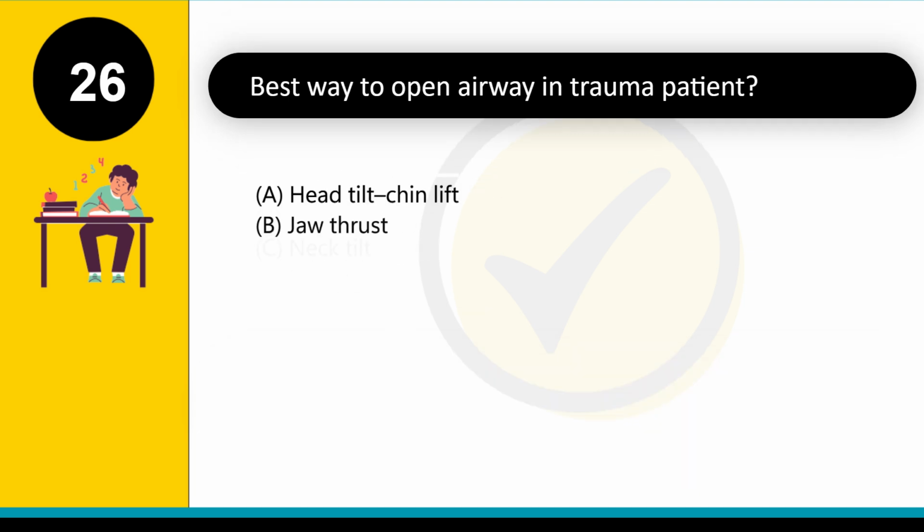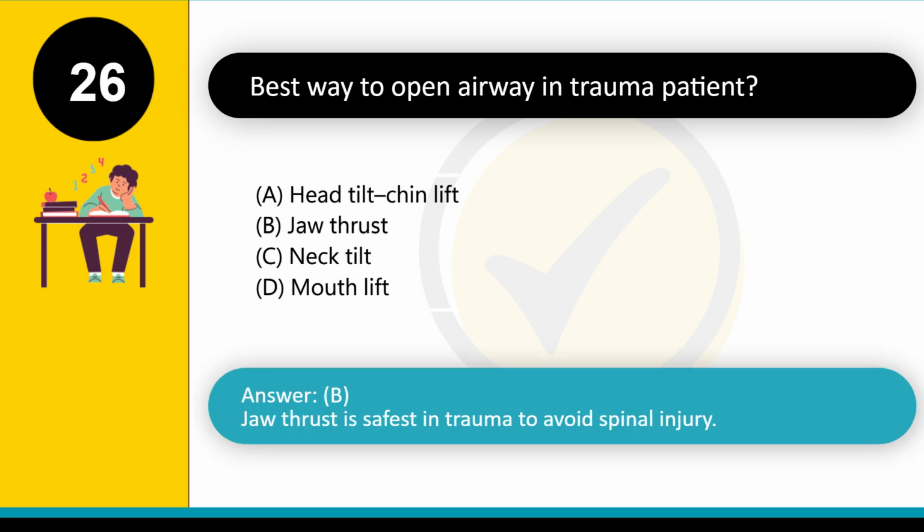Best way to open airway in trauma patient? A. Head tilt, chin lift. B. Jaw thrust. C. Neck tilt. D. Mouth lift. Answer, B. Jaw thrust is safest in trauma to avoid spinal injury.